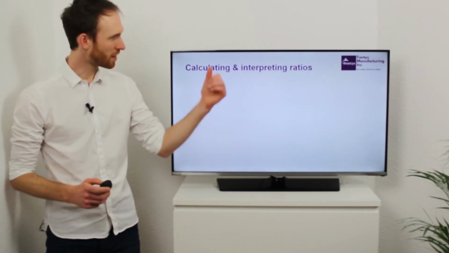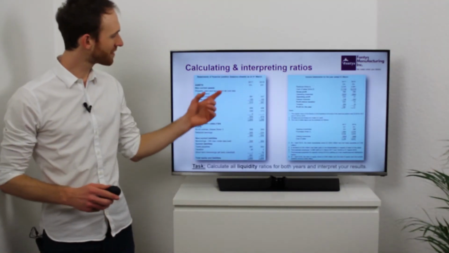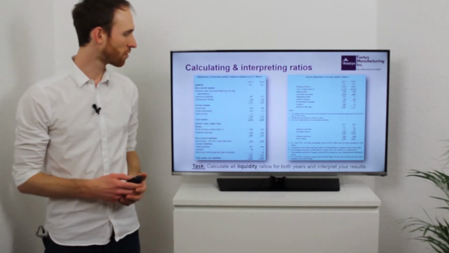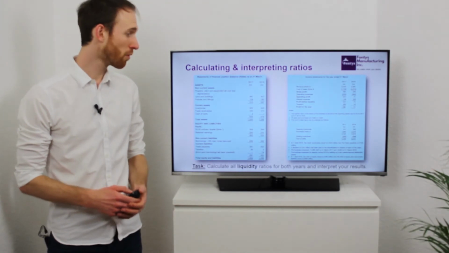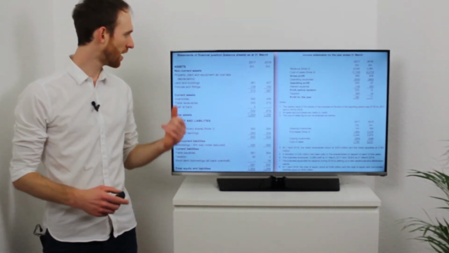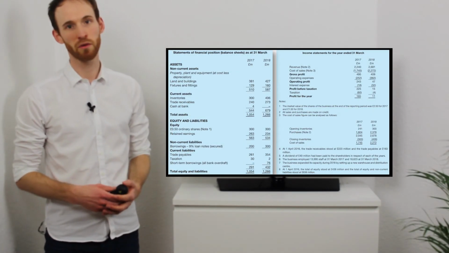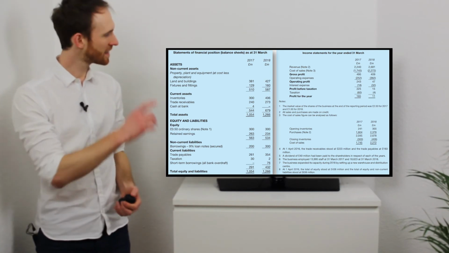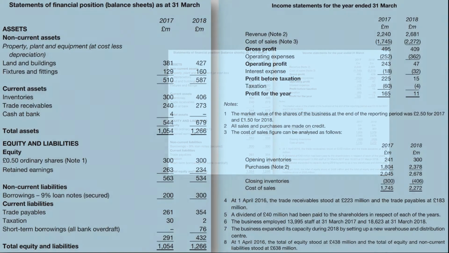As last time, I again brought you Fontes Manufacturing Incorporated. Here again you can find the financial statements, the financial position, the balance sheet, and also the income statement. Your task is to calculate all the liquidity ratios for both years and to interpret the results. In order to read this better, I filled the screen a bit more with this. Again, please pause your video at this moment and calculate the current ratio and the acid test ratio.